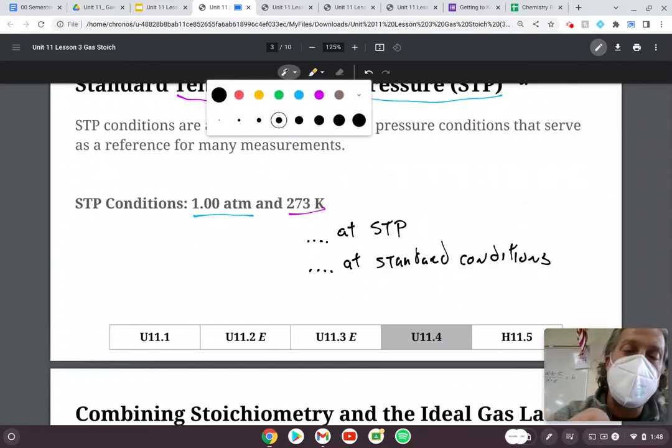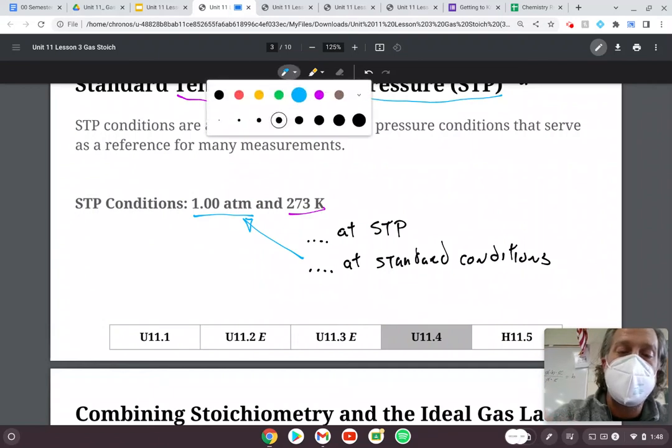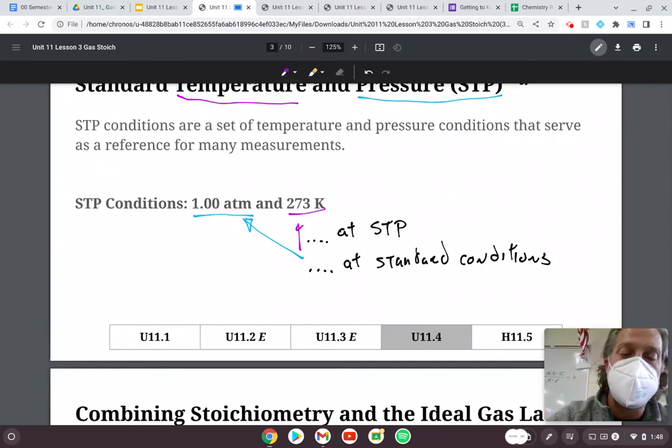And when a problem or a quiz or something like that says that, we're talking about the pressure being 1 atmosphere and the temperature being 273 Kelvin. And that's just something you kind of need to know. So we will probably give you those on a quiz, but you just need to know what that means and how to use them.